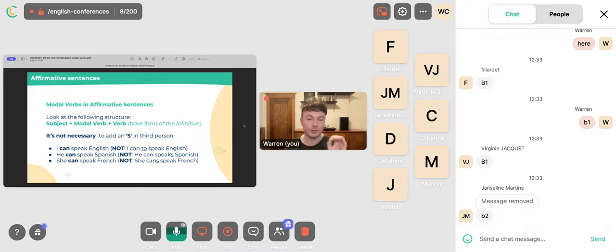And then we see with the bottom two examples there, right? You know, there's no s after speak in both cases with the third person. He can speak Spanish. He can speak French. No s.